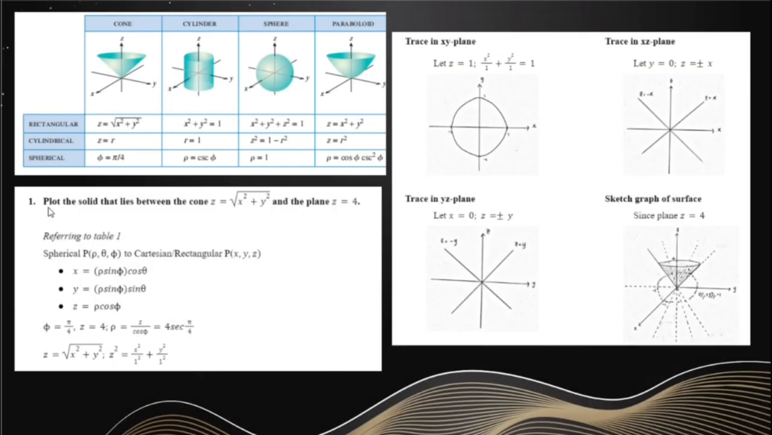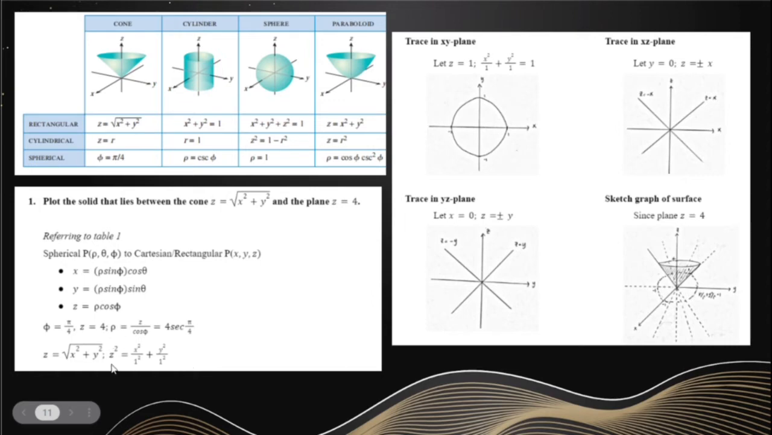Question number 1 asks us to plot the solid that lies between the cone, whose equation is this, and the plane z equals 4. By referring to this table, we know that the value of phi is pi over 4 for a cone. So we can find the value of rho, which is 4 sec(pi over 4). This value of rho and phi will be used in the Maple command later. The equation of the cone is z equals the square root of x squared plus y squared.